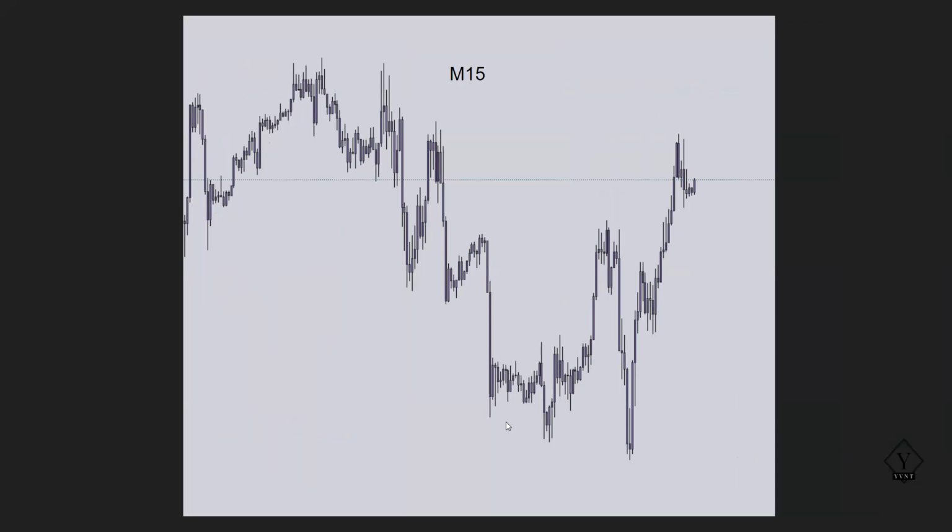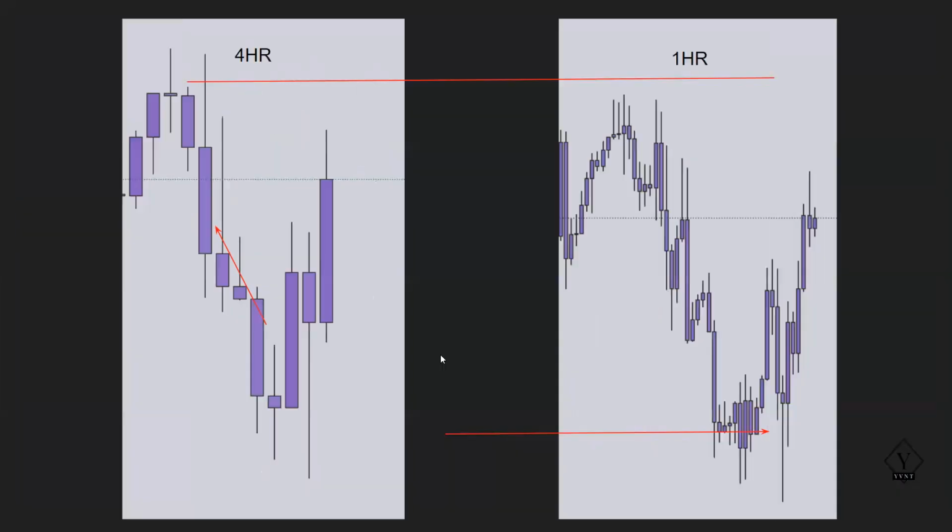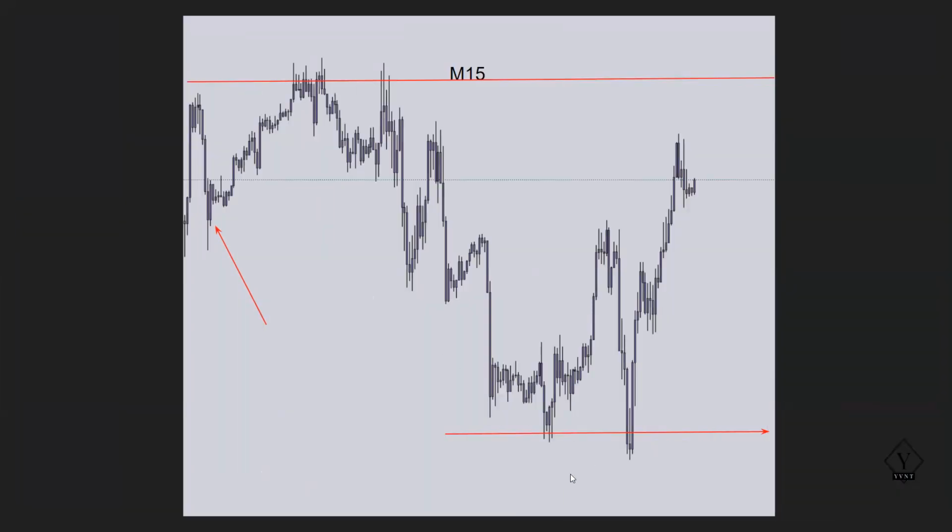So on 15 minutes, this is that area. And then we have this area. And then we have this. Oh, sorry. There we go. Just get my drawings. There.